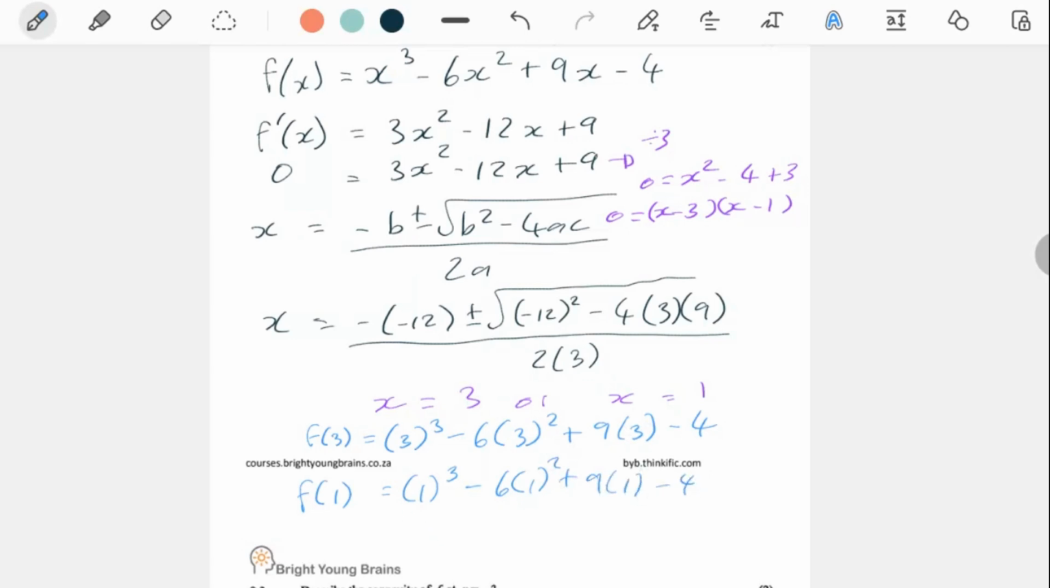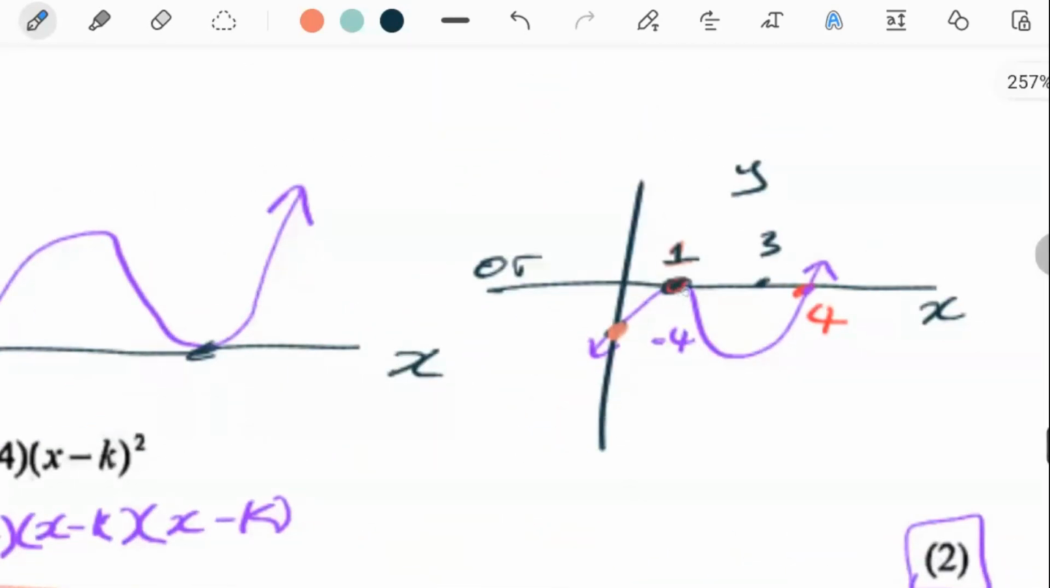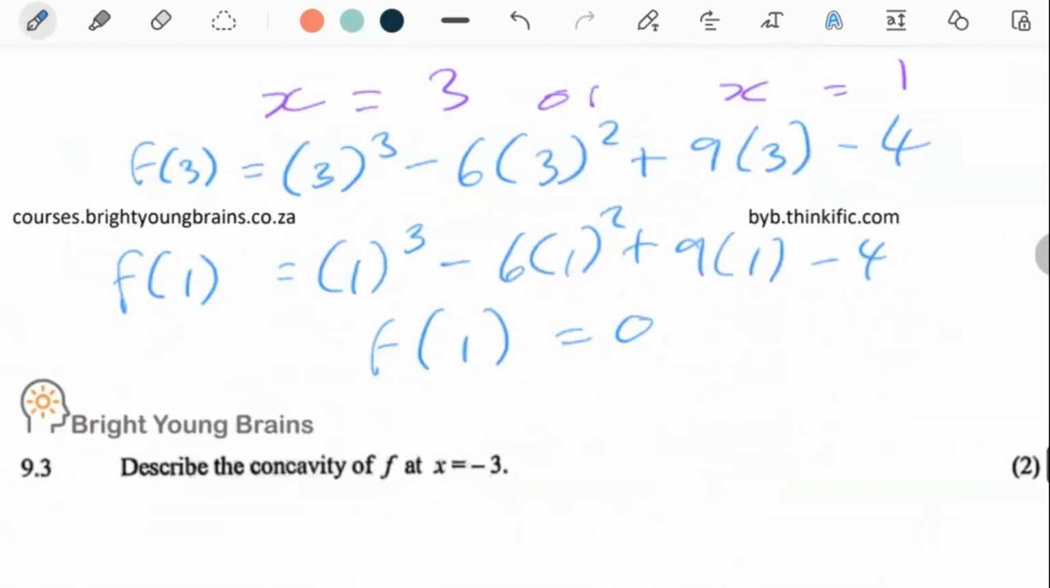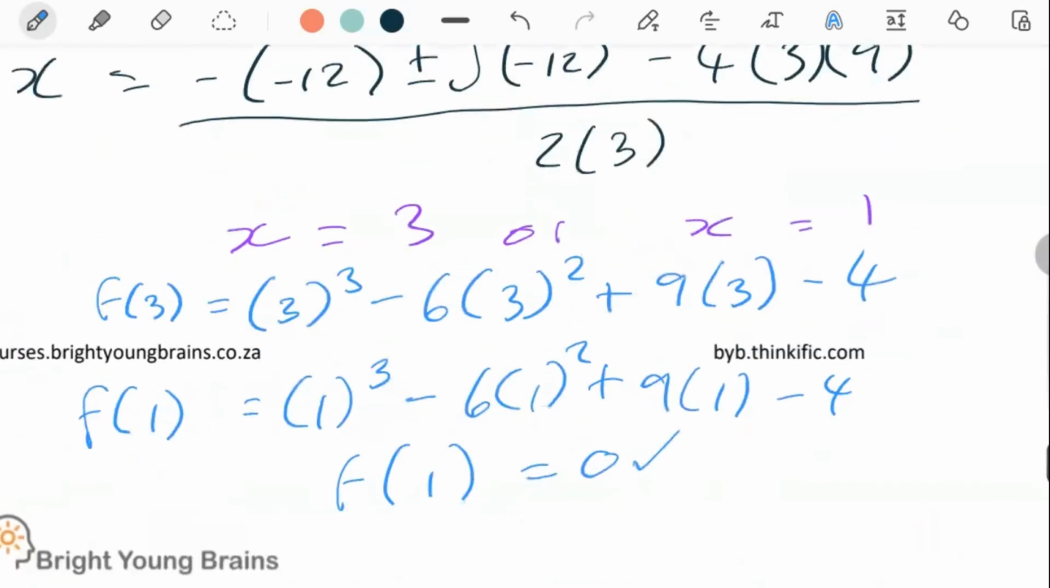This one, we already know that if the x value is 1, the y value is 0. We already know that, because that's one of the turning points here. If you solve this, you'll also see that you get a 0, because this is 1, right? Minus 6, that's going to give you minus 5. Minus 5 plus 9, that's a positive 4. Positive 4 minus 4, that's a 0. So that one we already know.